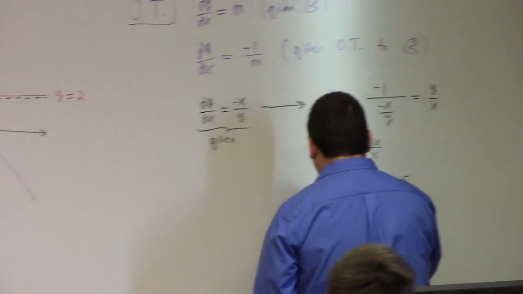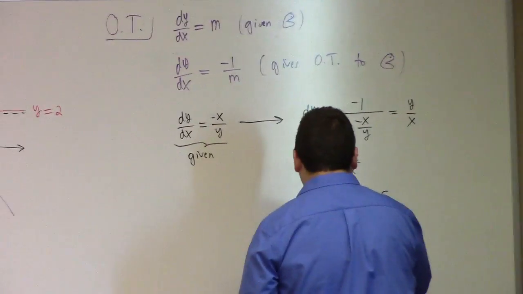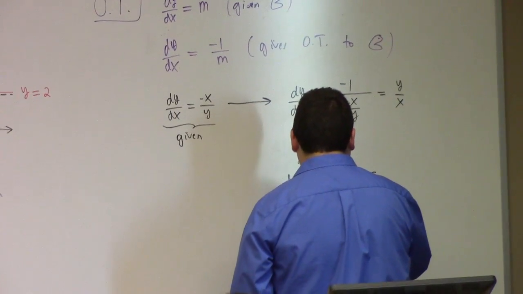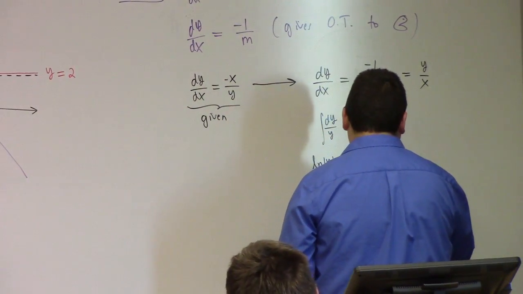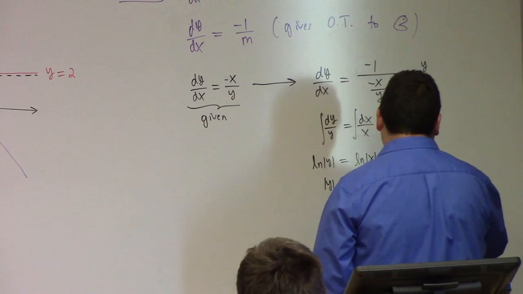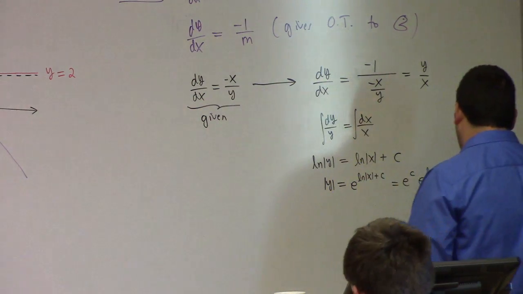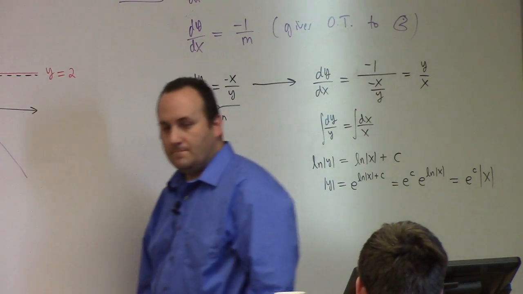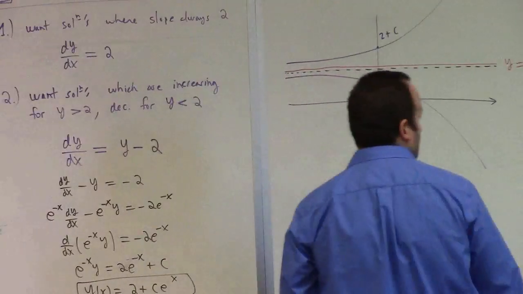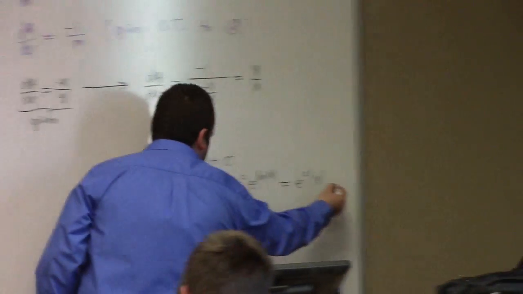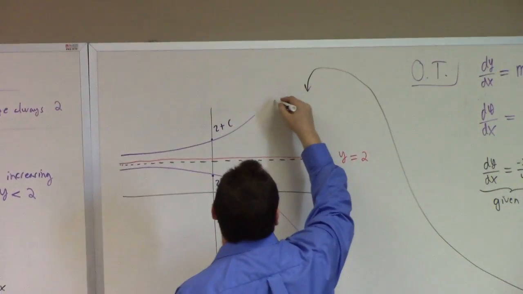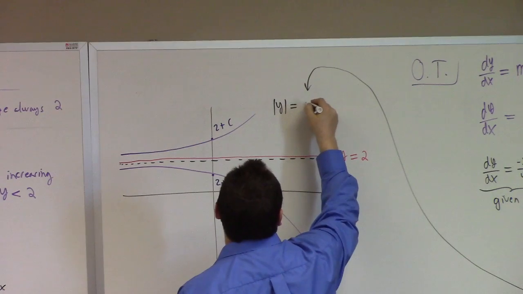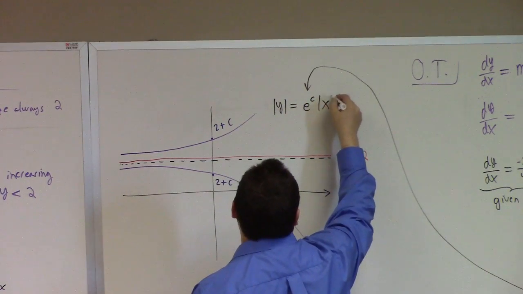So this gives me the absolute value of y is equal to e to the ln of the absolute value of x plus c, which is e to the c times e to the ln of the absolute value of x, which is e to the c times the absolute value of x. So if you'll allow me to continue this thought bubble over here, what we have then is the absolute value of y is equal to e to the c times the absolute value of x.